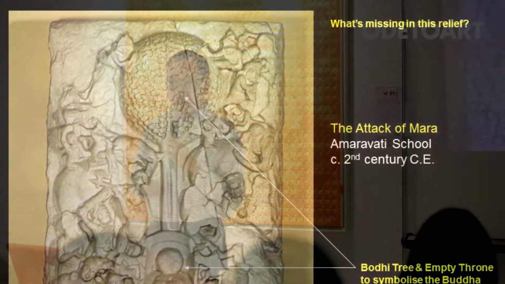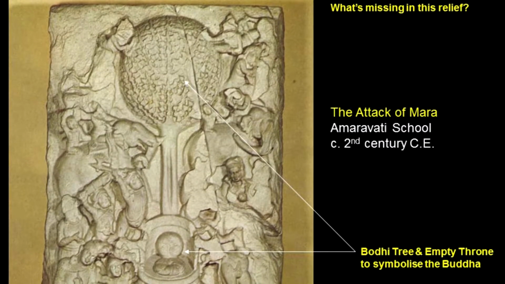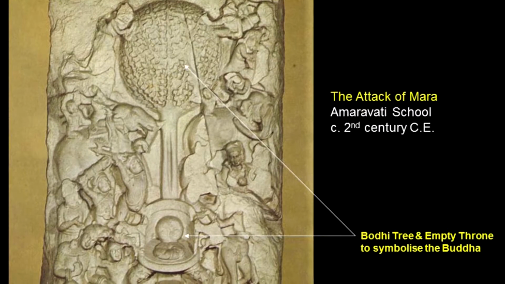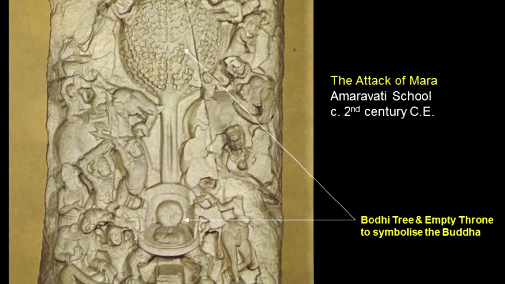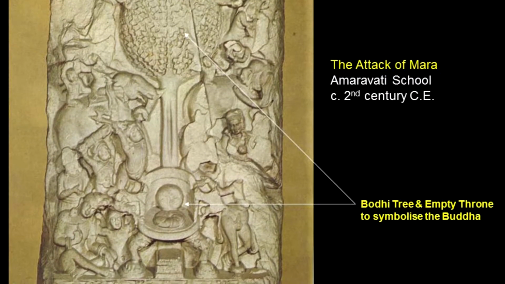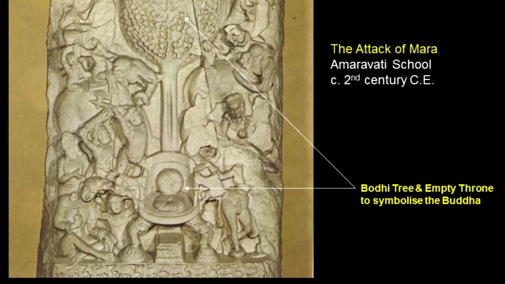What's missing in this relief, of course, is the Buddha himself. But what you see here is that the Buddha is again represented by the tree, the Bodhi tree, and the empty throne. The empty throne symbolizes the fact that he renounced his princely life. It could also perhaps symbolize the royalty of the Buddha as well.